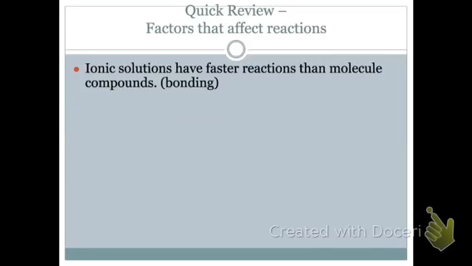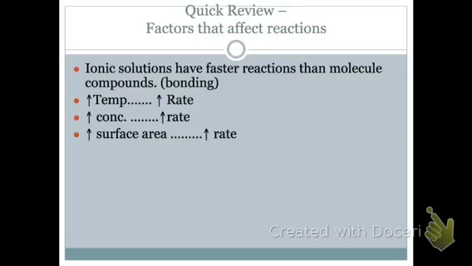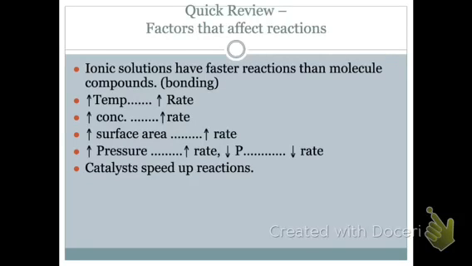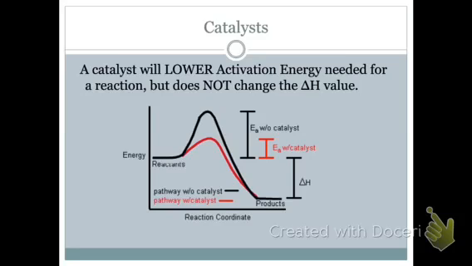So, a quick review. Ionic solutions have faster reactions than molecular compounds, and that's because of the bonding. As you increase the temperature, you're going to increase the reaction rate. As you increase the concentration, you're going to increase the reaction rate. As you increase the surface area, you're going to increase the reaction rate. And with gases, if you increase the pressure, you're going to increase the rate, and conversely, if you decrease the pressure, you're going to decrease the rate. And catalysts speed up reactions.